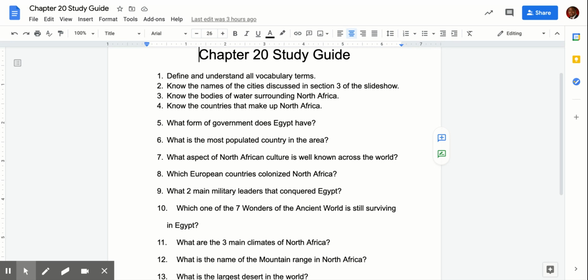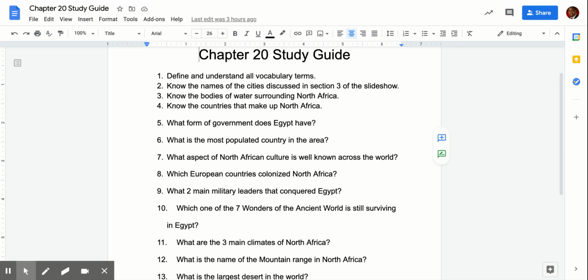Okay. Number 3, know the bodies of water surrounding North Africa. This question can be found on any of the maps that you are seeing throughout the chapter, but specifically, I talk about this in section 1. So there should be a body of water that is north of North Africa, to the east as well as the west. Number 4, know the countries that make up North Africa.